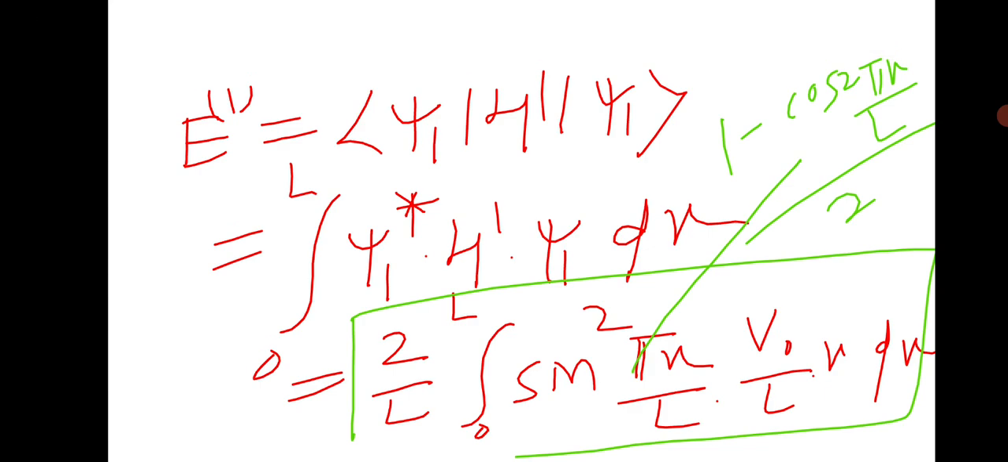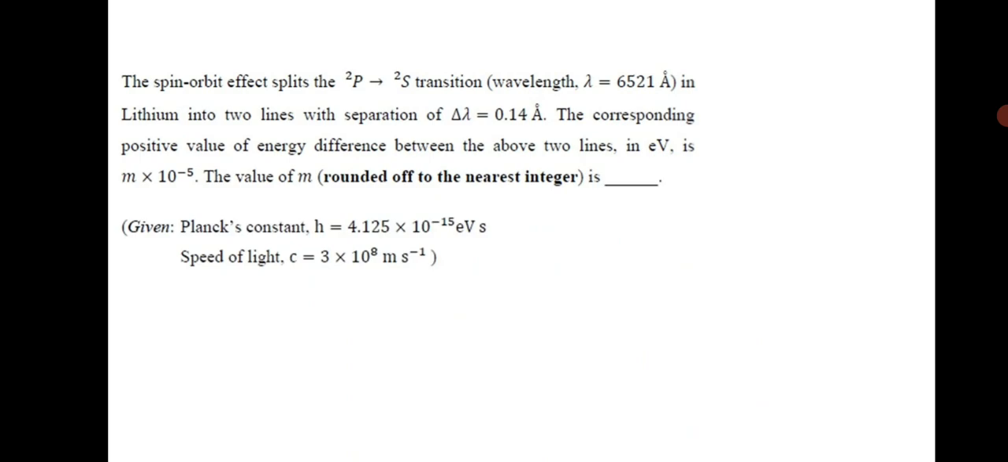So move to the next question. The next question is from atomic and molecular physics. The question is about the spin orbit effect splitting the 2p state to 2s transition. The given lambda is 6521 Angstrom. In lithium, the two lines have separation del lambda equal to 0.14 Angstrom. The corresponding positive value of the energy difference between the above two lines in electron volt is equal to m times 10 to the power minus 5. So what will be the value of m?